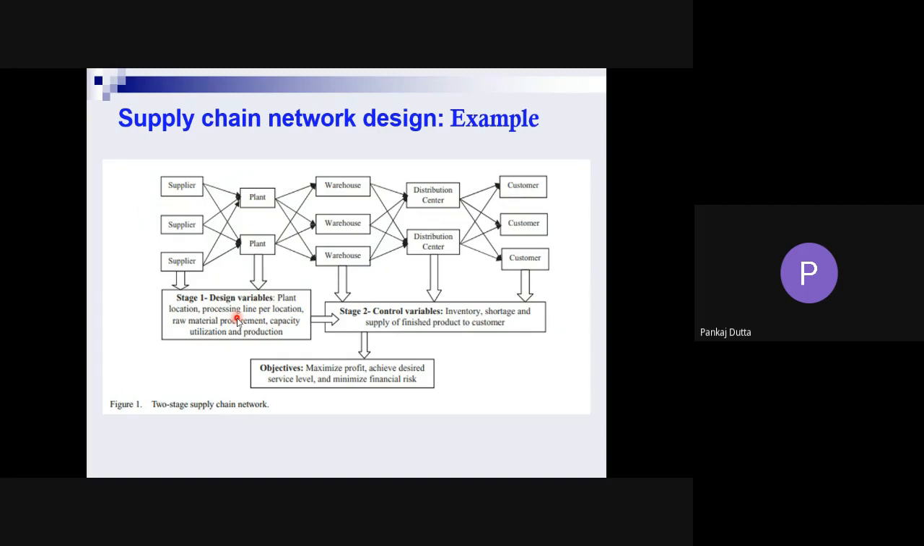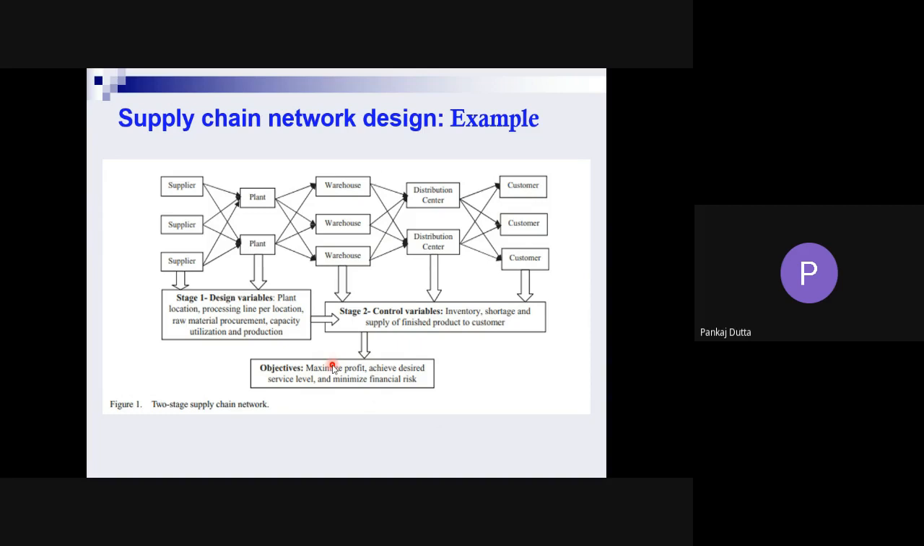Now once the design stage is done, then you go to the control variables. That means the inventory, how much to produce, how much to ship, how much to store, who the customer zones are, how you should ship, how many modes there are. These are called, at the next level, the control variables, which you can control to meet your demand. And then the objectives of the system, because you have to optimize the supply chain. The objective could be to maximize the profit, minimize the cost, achieve the desired service level in the customer zone, and minimize your financial risk. So many objectives you can put under the umbrella of network design. All these things, stage 1, stage 2, and the objectives, all three you have to put together before you design a supply chain network.